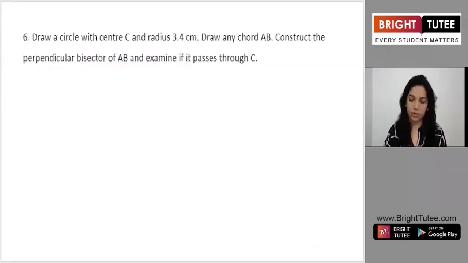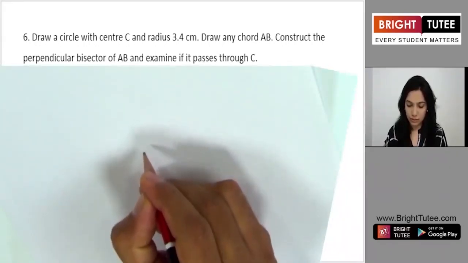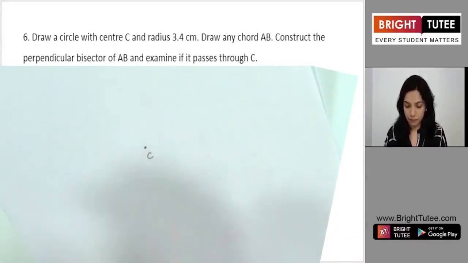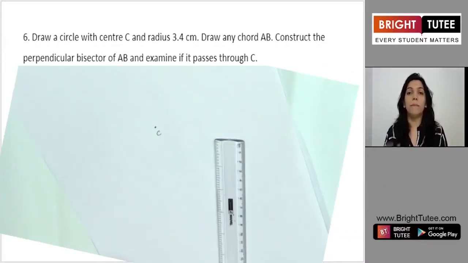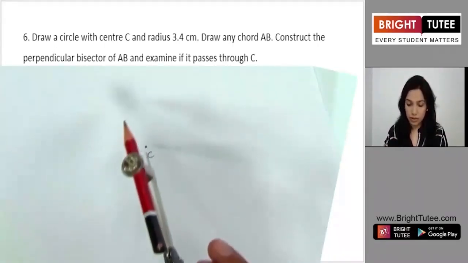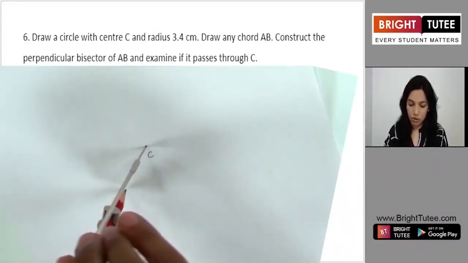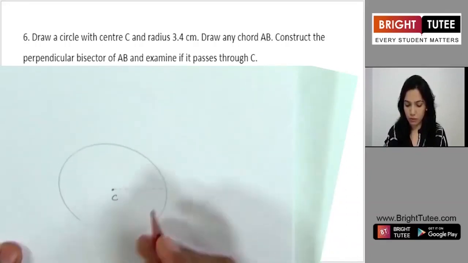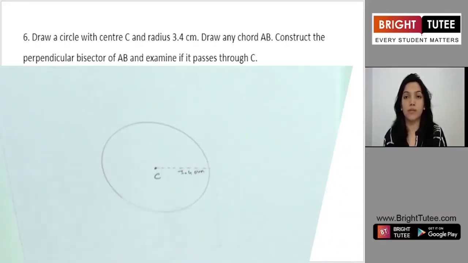Moving ahead to the next question, it says draw a circle with center C and radius 3.4. So this is the first step you need to do. Let's keep on drawing this here. I'll just draw a rough part here. First of all, the first step is mark a point C on a plain paper. Step 2, opening the compass to measure 3.4 radius. Keeping the point at C, draw a circle. Okay? So we have drawn a circle. This particular length is 3.4 centimeters, because this is the radius of the circle.